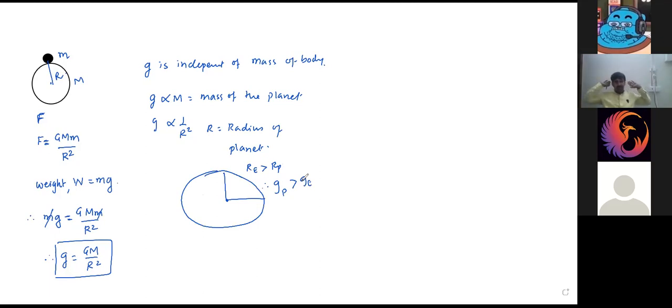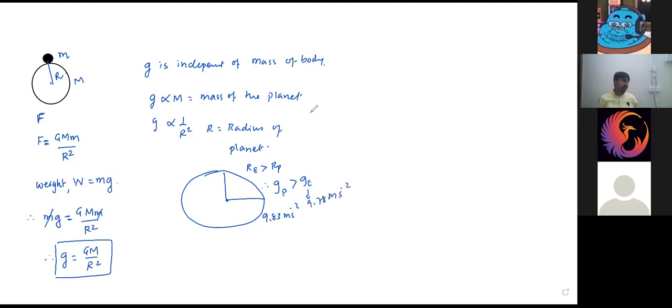That is the difference. At the pole it is 9.83 meter per second square, and at the equator it is 9.78. There is a difference between the two, right? Okay, meter per second square.